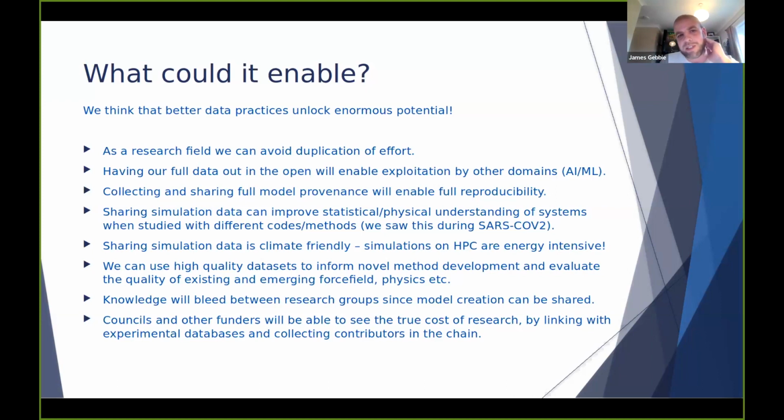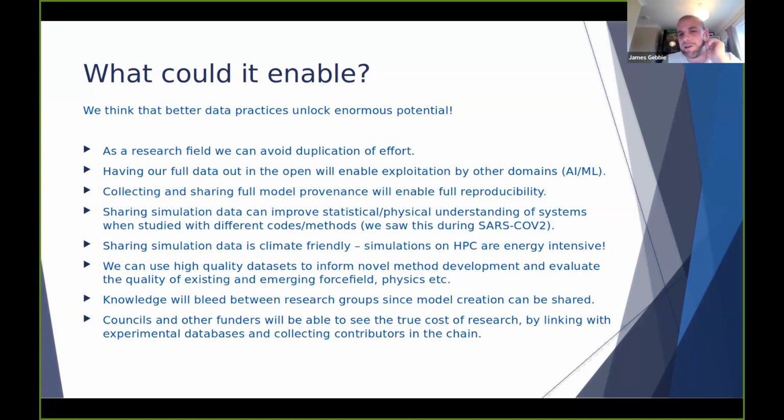As a research field, we can avoid duplication because, like we do with a PDB, you can go on there and see if somebody has run something like this. I mean, during COVID, we could have gone there. You can imagine we were looking for spike proteins. Everybody was going to DE Shaw Lab probably. There'd have been loads of them.